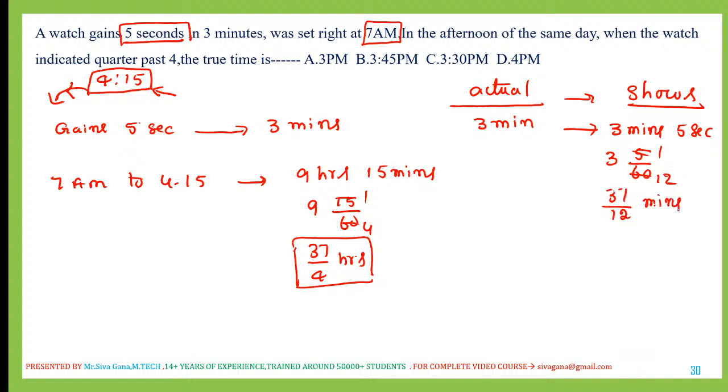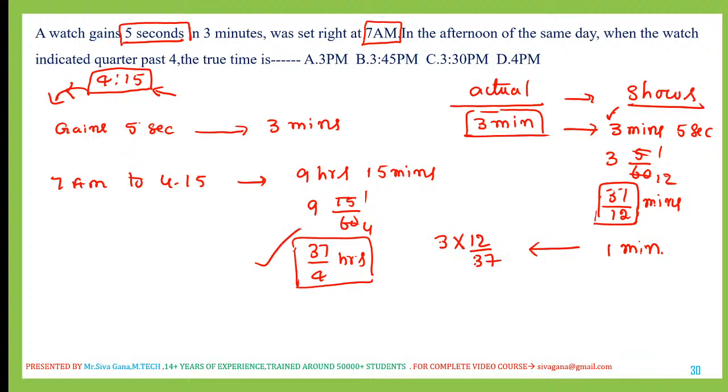So actual completed is 3 minutes, but it is showing 3 minutes 5 seconds. The 3 minutes 5 seconds is nothing but 37 by 12. Now I am writing in reverse. Please understand. Now it shows 1 minute. Actually it is 3 into 12 by 37. Actually it shows how much? 37 by 4. This is for 1 minute.